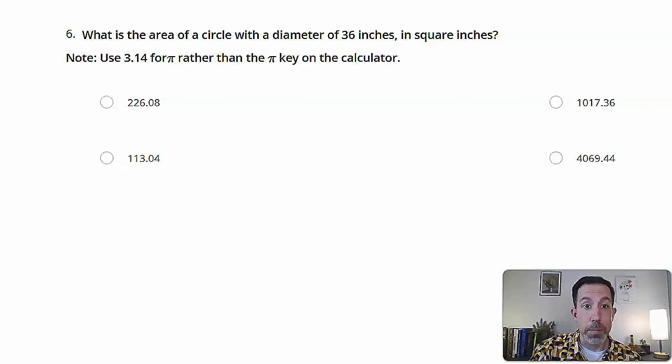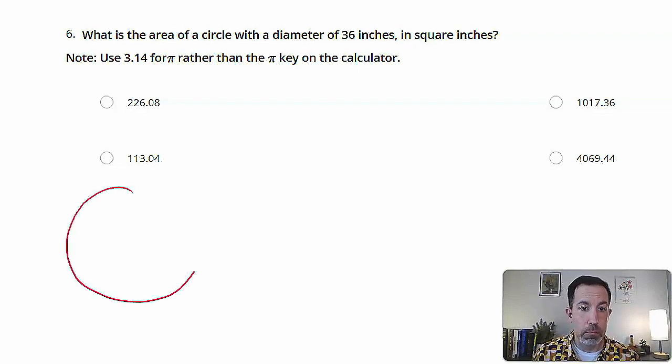All right, here's a problem. What is the area of a circle with a diameter of 36 inches in square inches? And there's a note, use 3.14 for pi rather than the pi key on the calculator. So we've got a circle. Let's go ahead and just draw a circle. That's a pretty good circle.